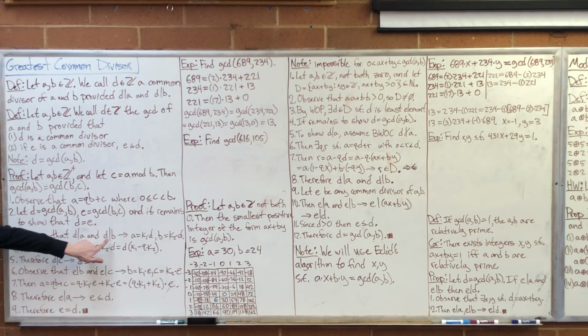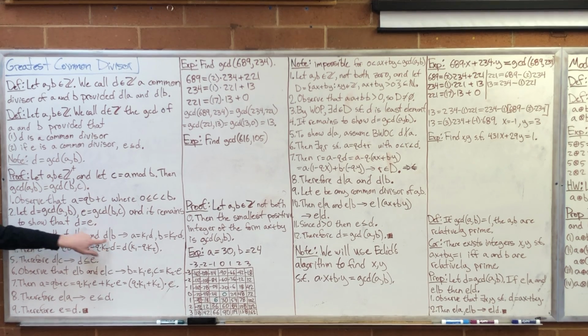Observe that D divides A and D divides B. How do I know that? D is the greatest common divisor of A and B. So D divides A and D divides B. It's their greatest common divisor, so it divides both of them. Alright, you with me so far?